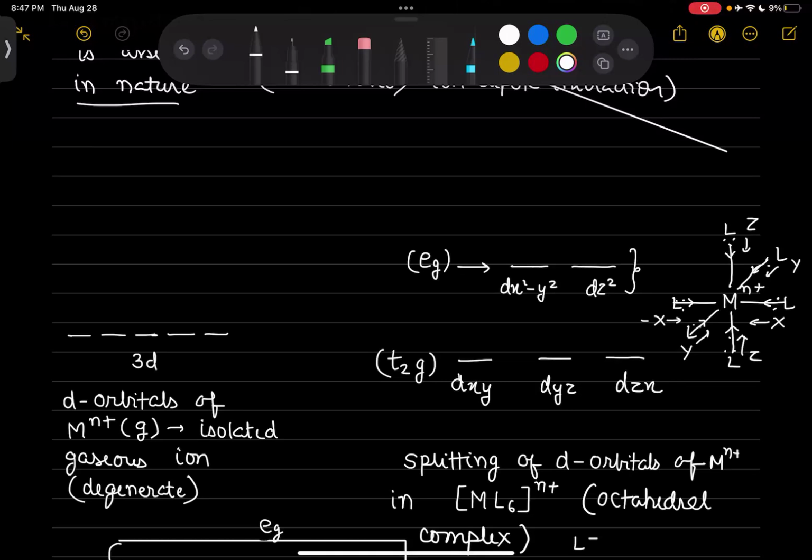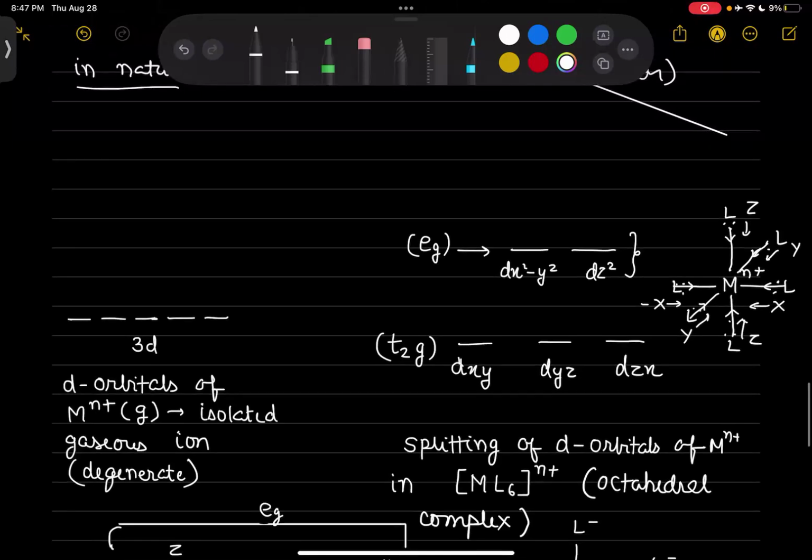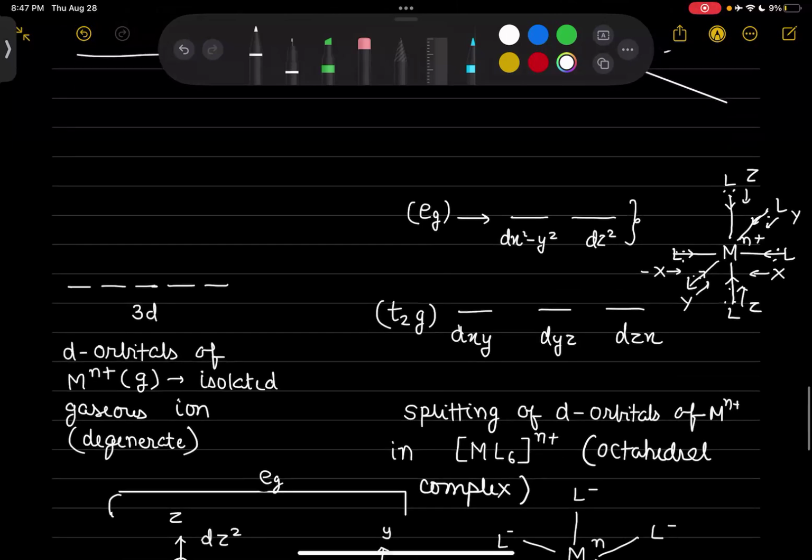While the other three d orbitals, dxy, dyz, dzx, are non-axial and their lobes are not along the axis, they are in the middle at the angle bisectors. They will be repelled, but not to the extent to which dx2-y2 and dz2 are repelling. Got it? So their energy will be raised, but not as high. That's why you can see that T2G are placed below EG.